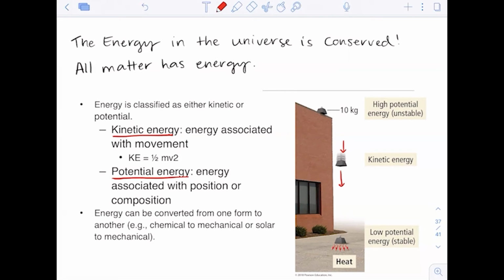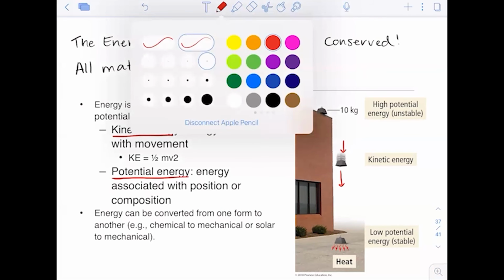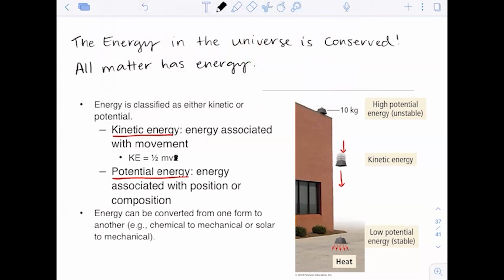We have a calculation with that. This should be squared. Kinetic energy is equal to 1/2 mass times velocity squared. So the mass itself contributes to the kinetic energy, and so does the actual velocity of the object. We will again see this calculation in chapter 10. Potential energy is the energy associated with position or composition. We can think about this as bonds, bond energy, also sometimes called chemical energy.